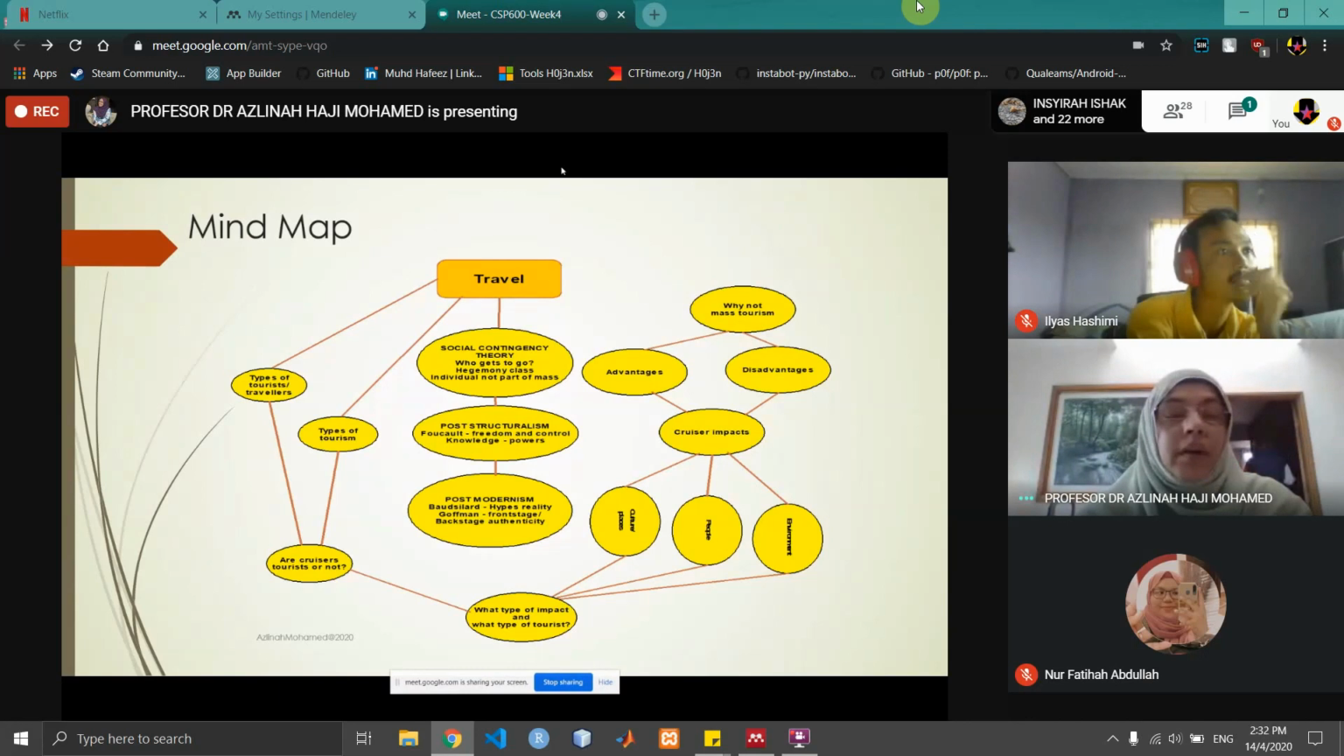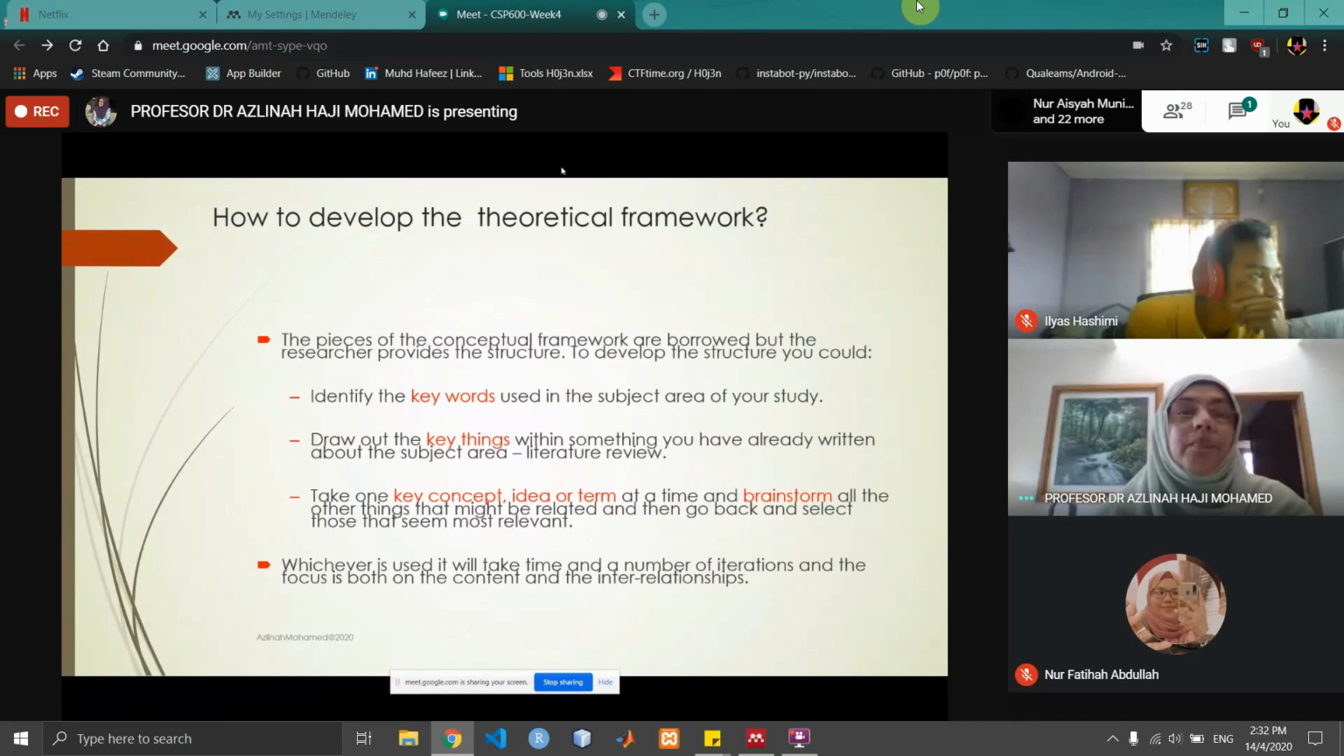For instance, can it be cruise? Can it be any other type? What type of impact and what type of tourist? And then you can see how it impacts the environment, people, and also the culture, and how from the culture it impacts what are the advantages and the disadvantages of mass tourism. So this is one example of a mind map which you can use in order for you to feature your own work. Yeah.